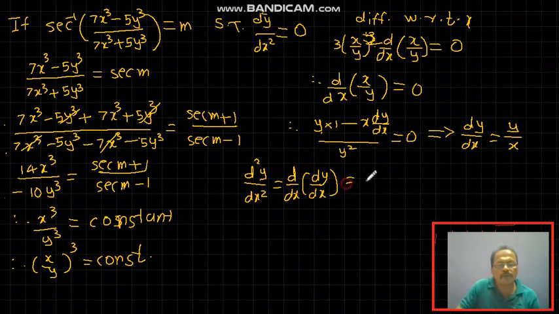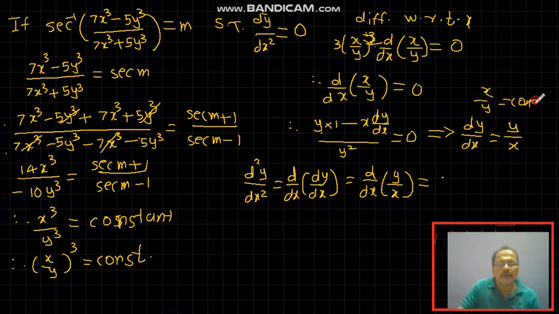d by dx of dy by dx, that is d by dx of y upon x is equal to, now here d by dx of x upon y is 0, then d by dx of y upon x is also 0. It is sure, because if derivative of x upon y is 0, then x upon y is constant, and if x upon y is constant, then y upon x is also constant, its derivative is 0 directly.